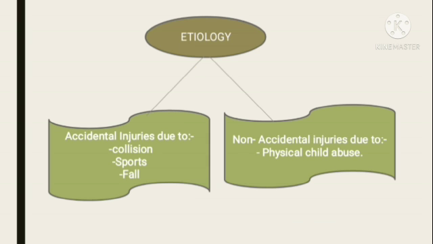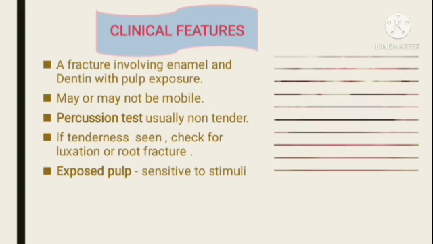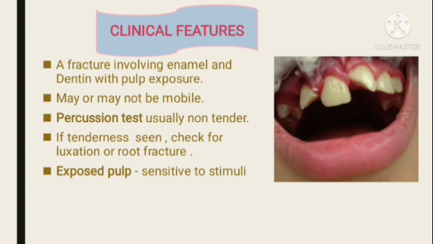Coming to the etiology, accidental injury due to collision, sports, fall. Non-accidental injuries due to physical child abuse. Clinical features: a fracture involving enamel and dentine with pulp exposure, may or may not be mobile. Percussion test usually non-tender. If tenderness seen, check for luxation or root fracture. Exposed pulp sensitive to stimuli.